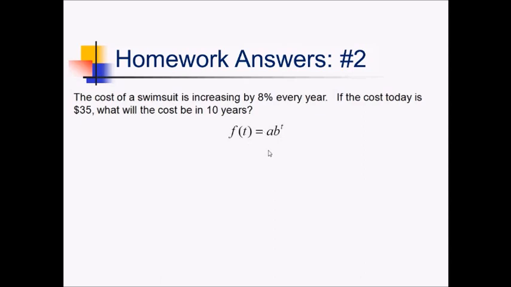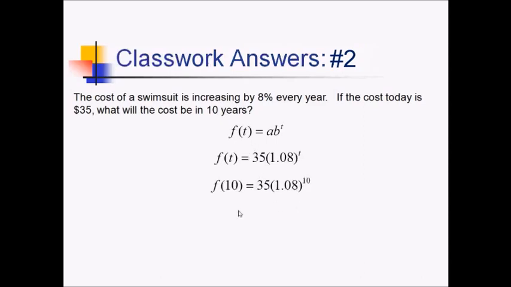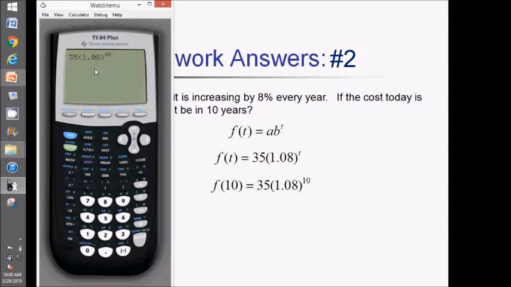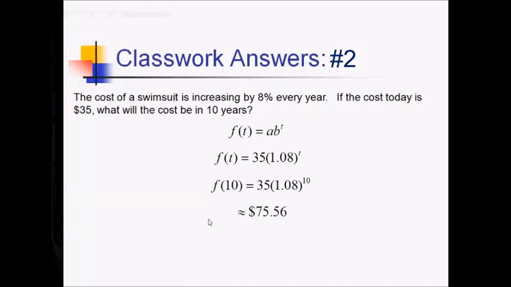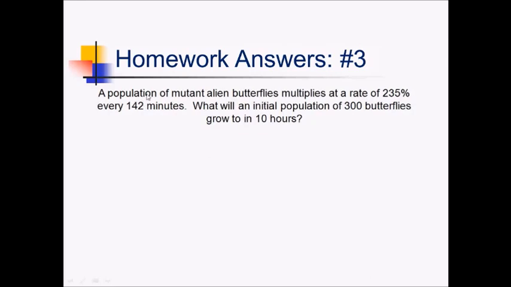And then we'll just write that out, and then we'll plug in the T value in a minute. So we've got 35 times 1.08 to the T. Now we want to know the value in 10 years, so plugging in 10 for T, 10 for the exponent. Let's use the calculator for the rest of this. So here we go. I've plugged in everything in the calculator. And that's going to come out to, wow, $75.56 approximately.